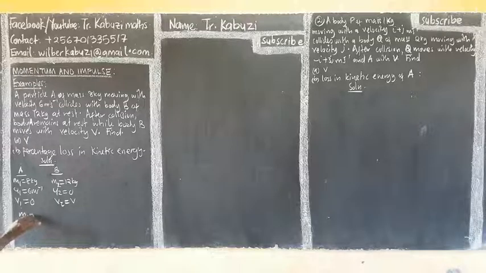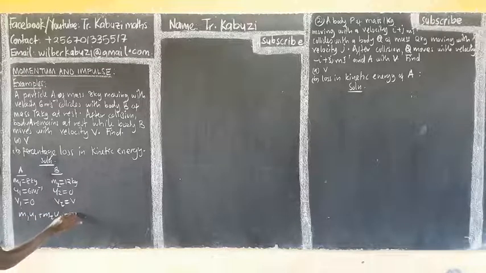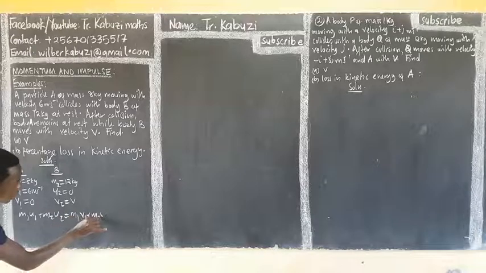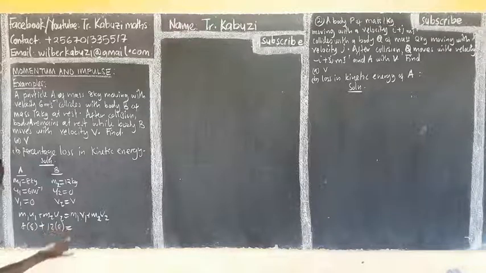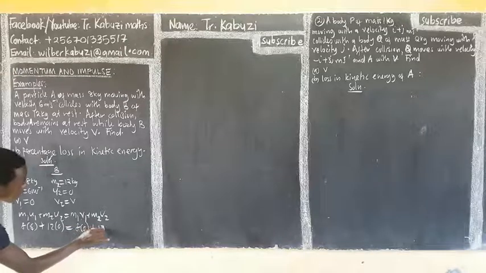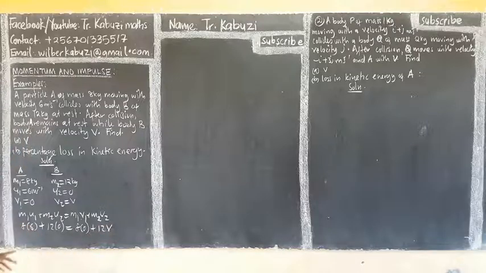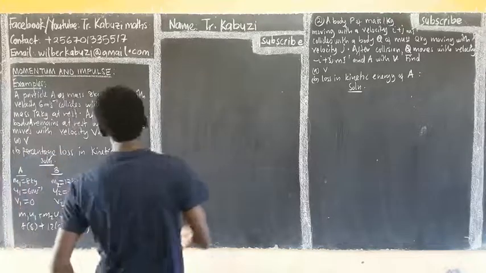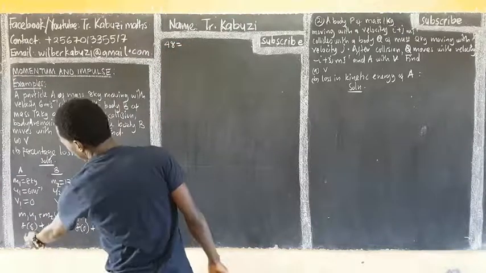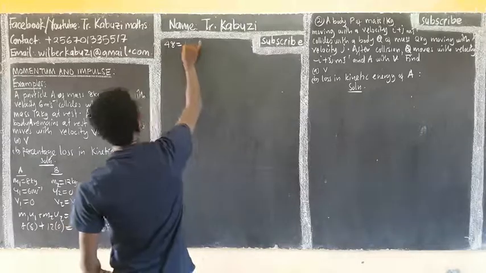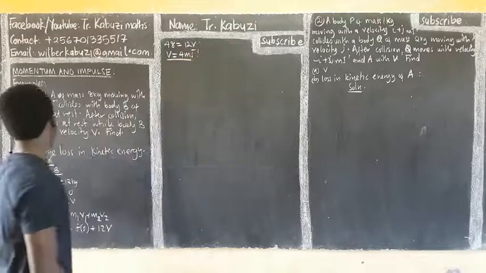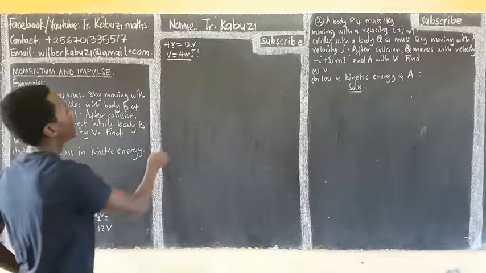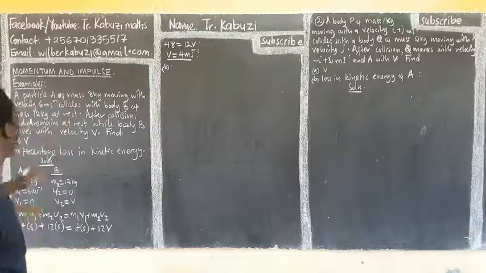So we use our formula, m1u1 plus m2u2 equals m1v1 plus m2v2. So we have 8 into 6, plus 12 into 0, equaling 8 into 0, plus 12 into v. Putting them into the formula, conservation of momentum, we get 48 equals 12v, since the other terms are 0. So our v is going to be 4 meters per second. That's the velocity of body B after collision.